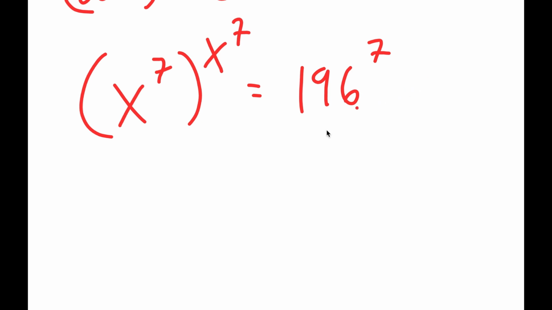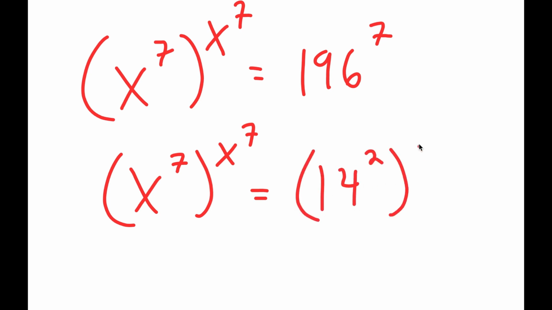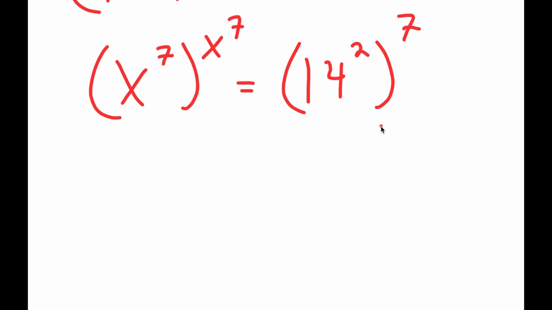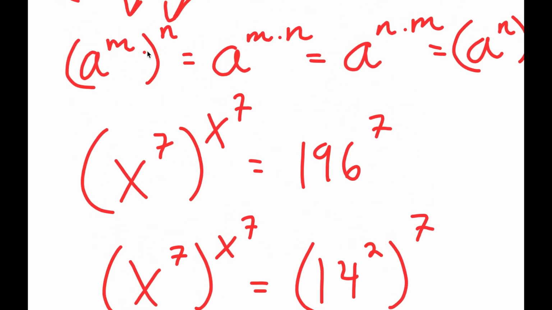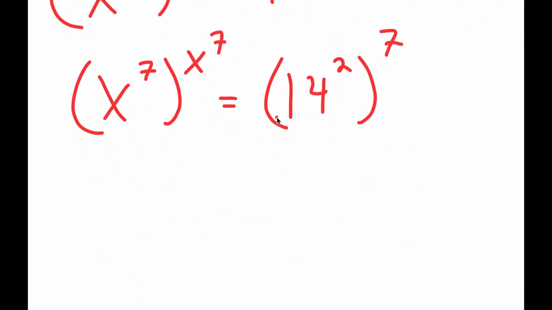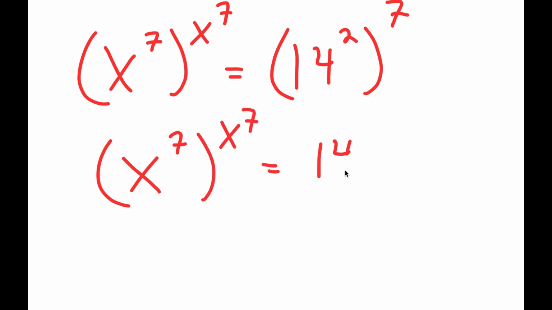Now, 196 is the same thing as 14 squared. So I can substitute in 14 squared for 196. And now, remember, if I have something in the form a to the power of m to the power of n, that's equal to a to the power of m times n. So 14 to the power of 2 to the power of 7 is the same thing as 14 to the power of 2 times 7, which is equal to 14 to the power of 14.